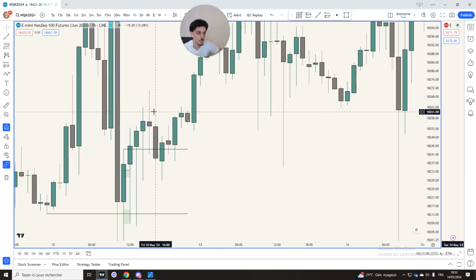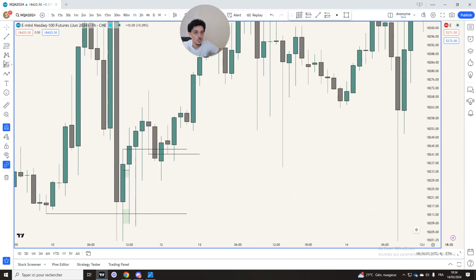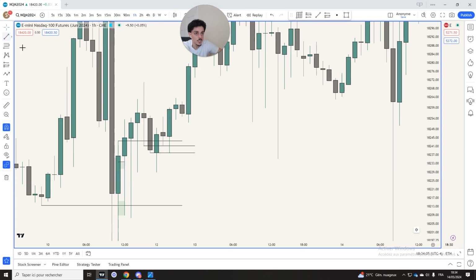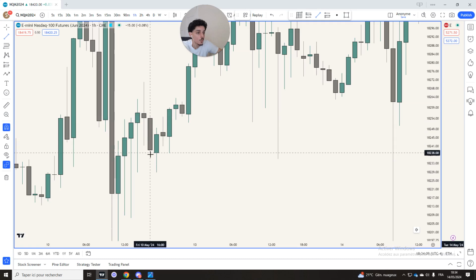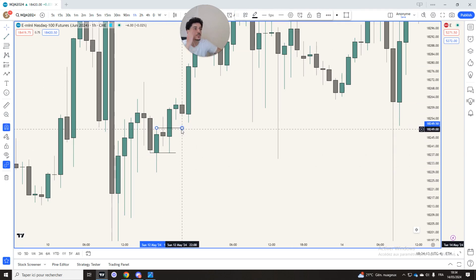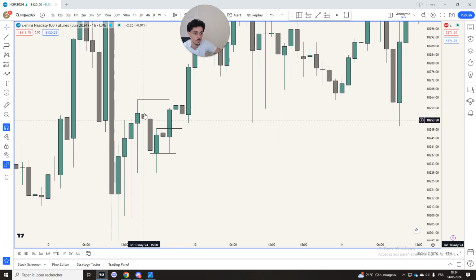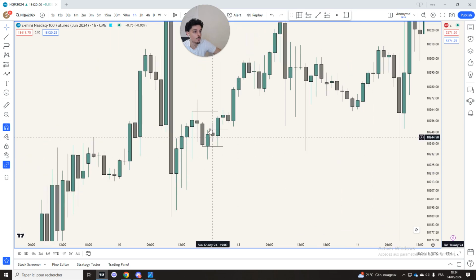Sweep the high, close back in the range bearish. This low is going to get attacked. Boom. Sweep the low, close back in the range. This high is going to get attacked. It's super easy. This is why I'm always looking at buys when I should be looking at buys, and I'm looking at shorts when I should be looking at shorts. Follow the higher time frame narrative.